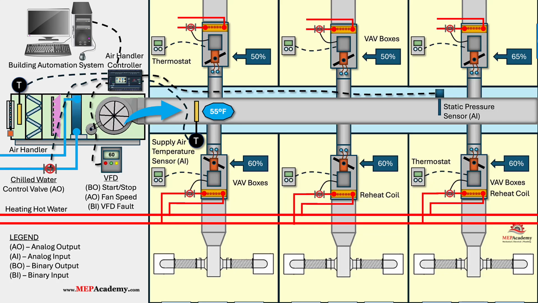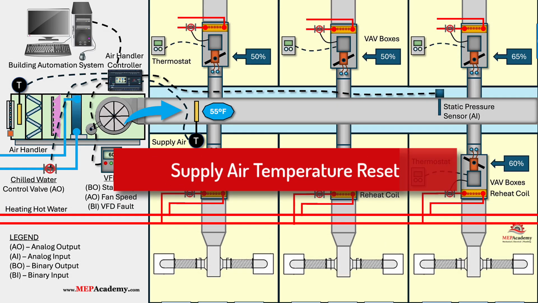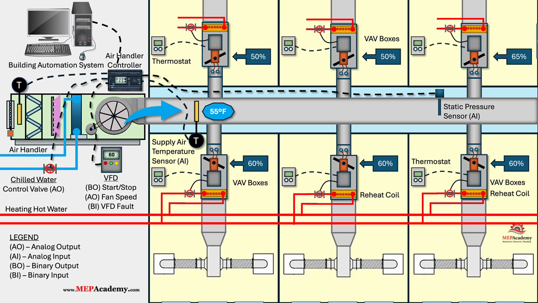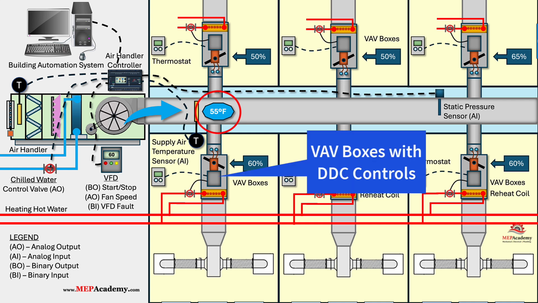Optimizing HVAC systems with supply air temperature reset. Modern HVAC systems aim to balance energy efficiency, indoor comfort, and operational simplicity. One of the most effective energy-saving techniques in HVAC systems with direct digital control, DDC, is the supply air temperature reset strategy. This strategy optimizes the operation of air handlers serving variable air volume, VAV terminal boxes, by adjusting the supply air temperature dynamically based on demand.